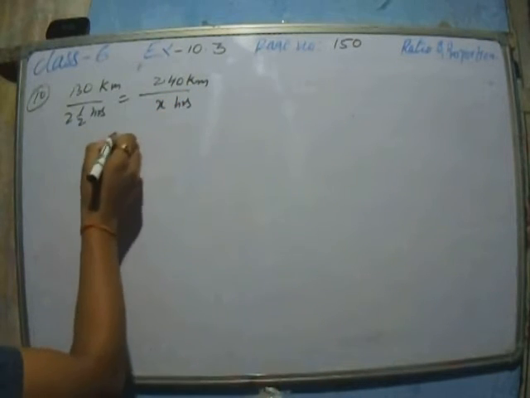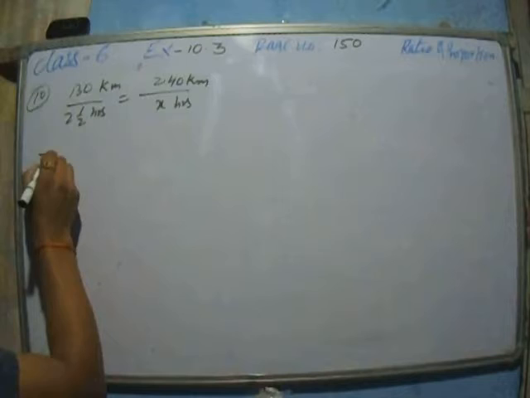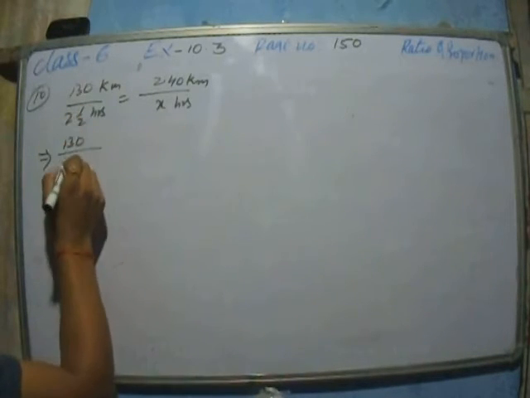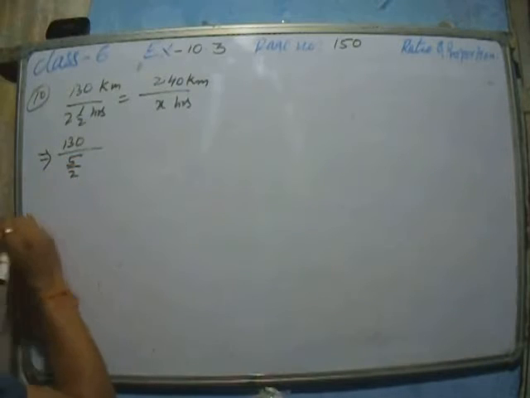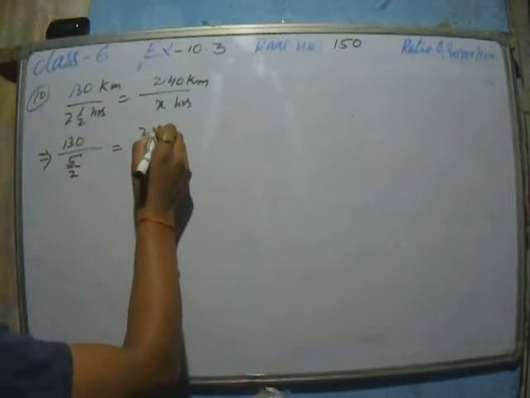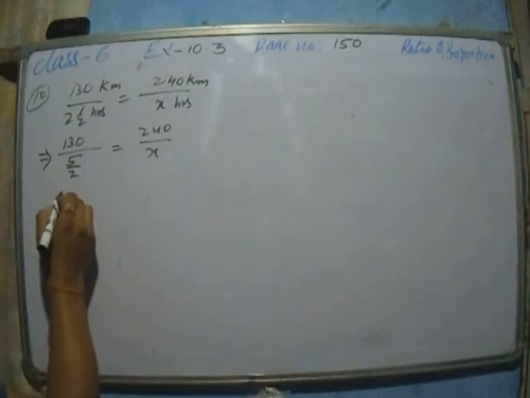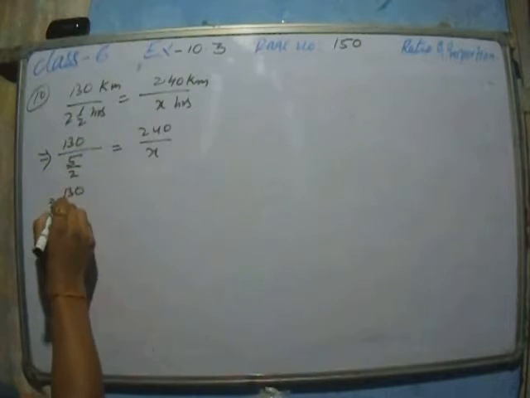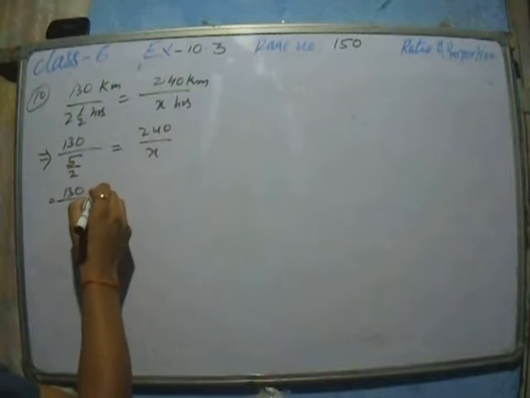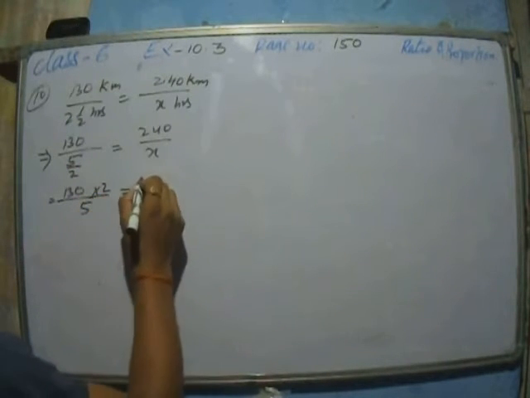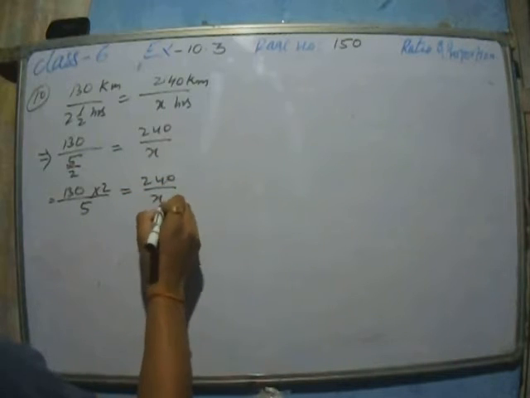So we will cross multiply. Okay. So first we need to solve this. 130 by 2.5, that is 130 by 5 by 2. Is equal to 240 by x. Okay. Now here this will get reciprocal. So here 130 into 2 by 5 is equal to 240 by x.